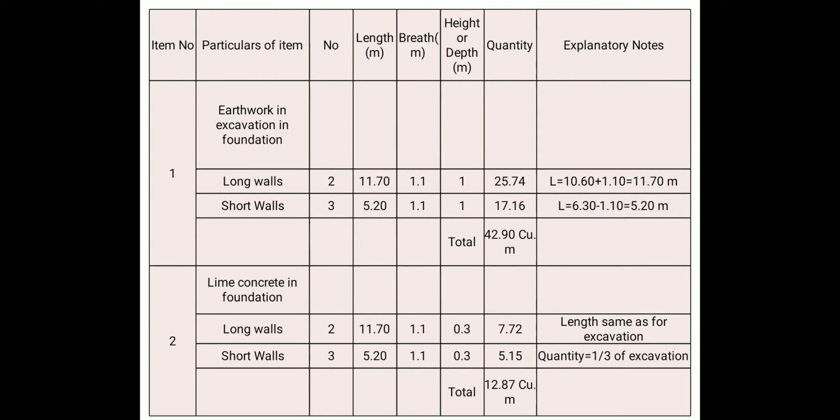So the first thing that we are going to estimate, similar to the last problem, is the earthwork excavation and foundation. Long walls, short walls. Here for a two-room building, the long walls is 2 and short walls is 3. For the long walls it is 2, 11.70, 1.11 and 2.25, and 57.74 is the quantity. For short walls it is 3, 5.20, 1.11, 2.25, and 17.16 is the quantity. That makes a total quantity of 42.90 cubic meter. The second thing is the lime concrete and foundation. For long walls it is 2, 11.70, 1.1, 0.3, and 7.72.